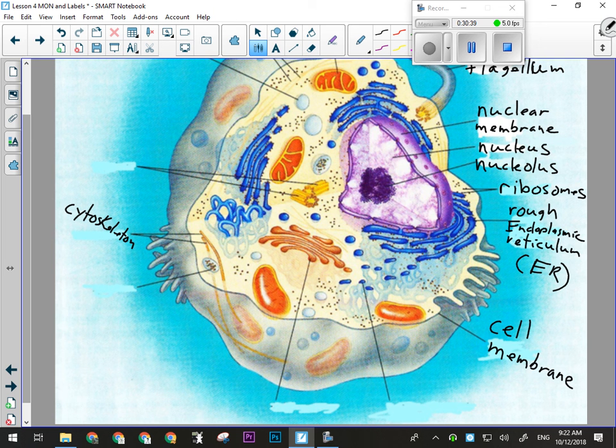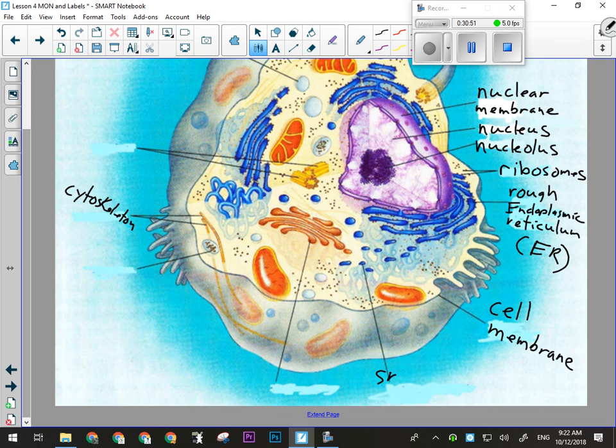All right, a little further over here, we see this stuff that looks like the rough ER, except it doesn't have any ribosomes on it. So by comparison, it's not rough, it's smooth. Okay, so this is the smooth ER. The smooth ER has many jobs. Okay, it can produce hormones, it breaks down complex carbohydrates.